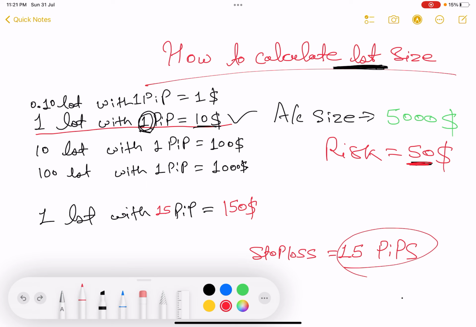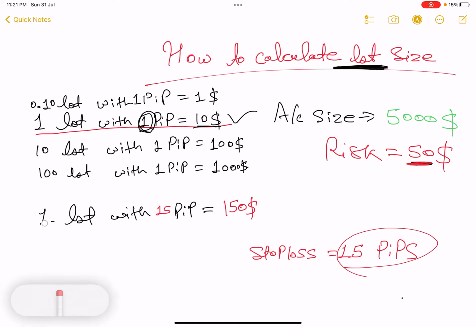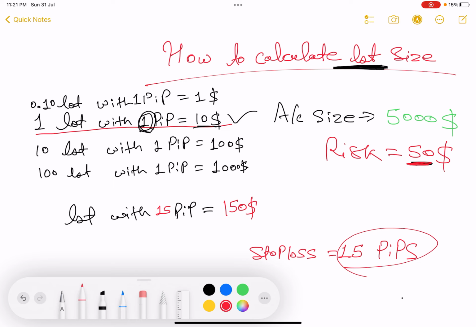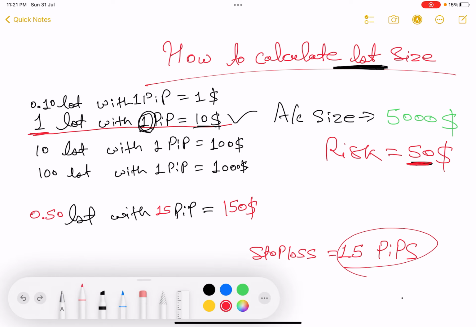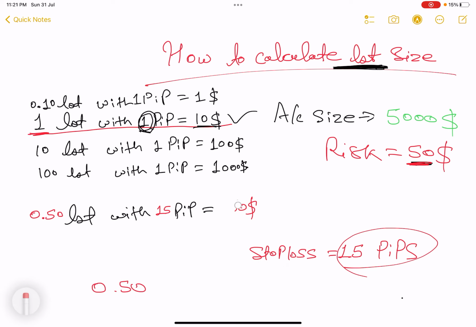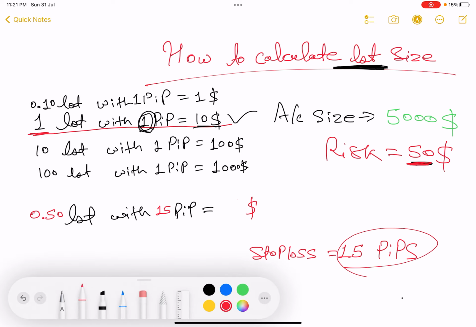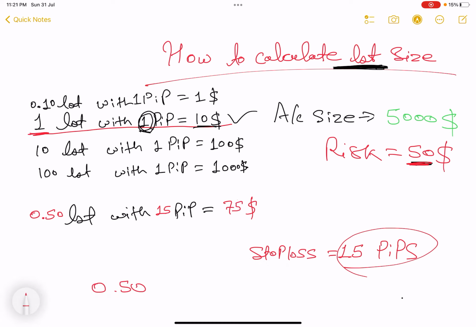Okay. So let's say in this situation, if I just remove this one lot, and if I just make it 0.50, okay, half of 1, right? What will be the half of 1? It will be 0.50, right? So if I'm just risking 0.50, it will become half. Yes or no? Yes. So what will be my risk now? My risk will be $75.